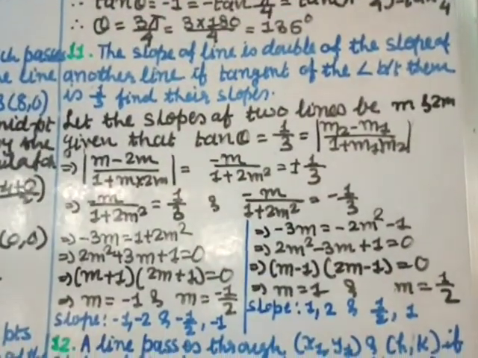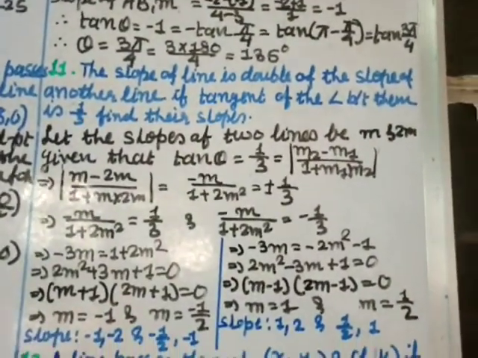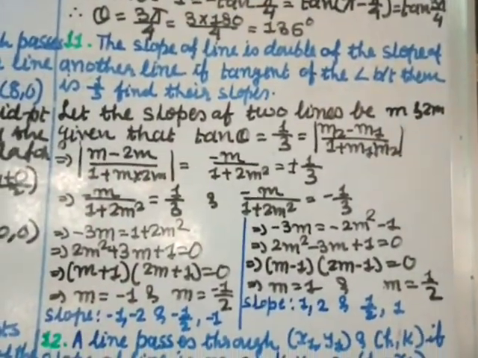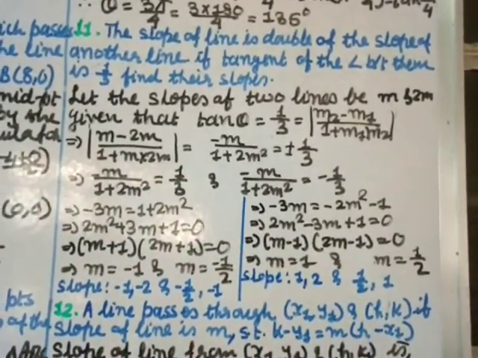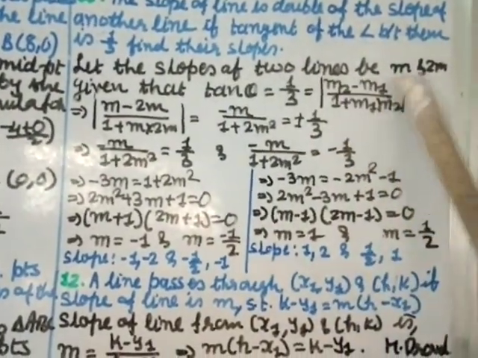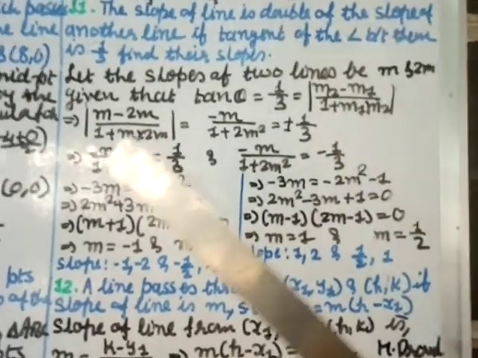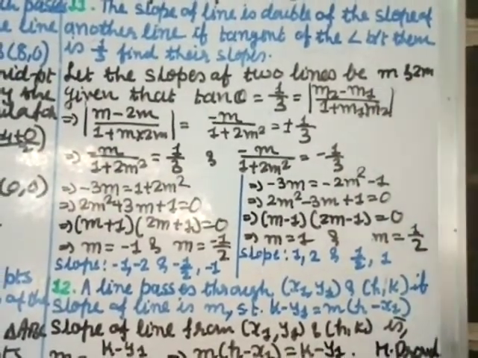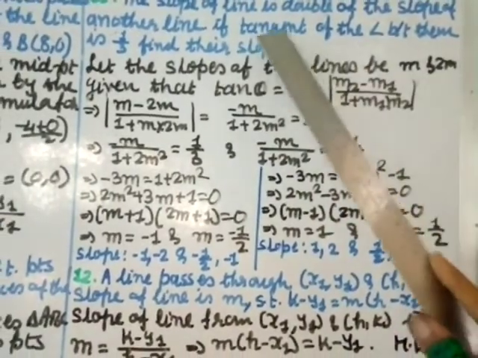Question number 11. The slope of a line is double the slope of another line. If the tangent of the angle between them is 1 by 3, find their slopes. Let the slopes of the two lines be m and 2m. They are given one is double the other, so if I take one as m, the other will be double, so 2m. Given that tan theta is equal to 1 by 3.